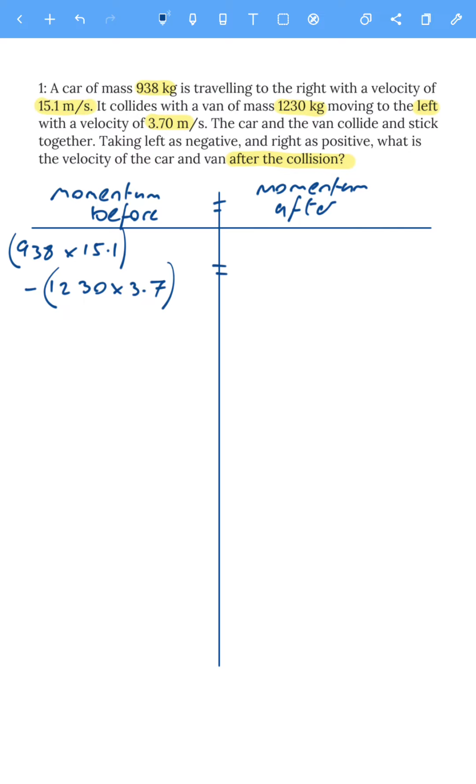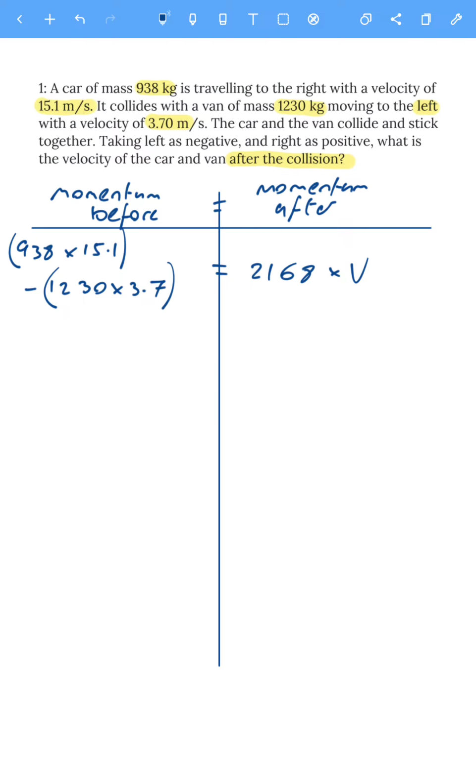And that's going to be equal to the momentum after. Now, what these do is they stick together, so we need to add the masses. So we need to do 1,230 plus 938, which gives a combined mass of 2,168. And what we've got is some unknown velocity, so it's times v. Then all we need to do is a bit of maths and rearrange to find the velocity.